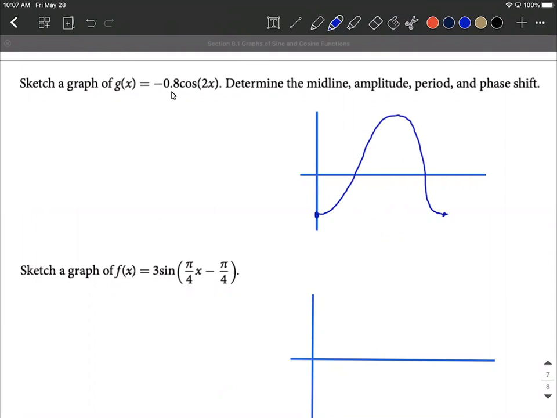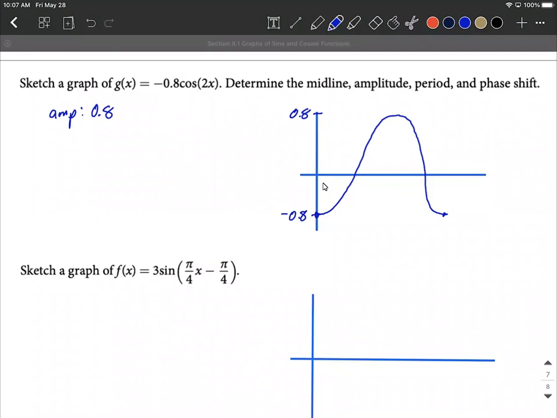Okay, next up, this -0.8, that affects the amplitude. Again, it's the absolute value of -0.8, so that's just going to be 0.8. That's going to give us labels for the highest value, 0.8, and the lowest value down here is -0.8.